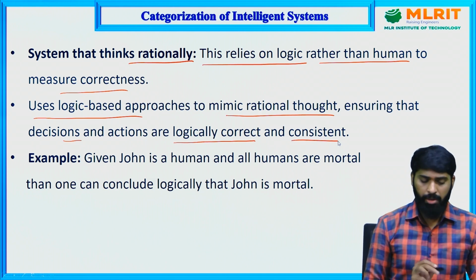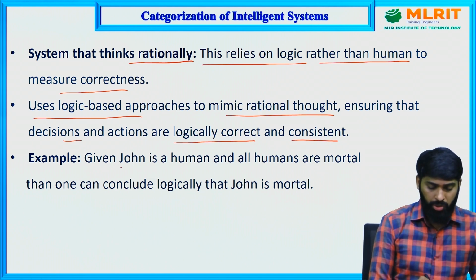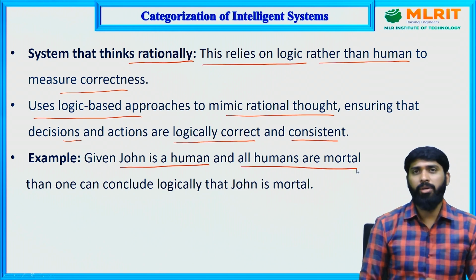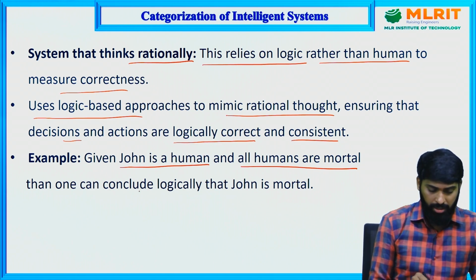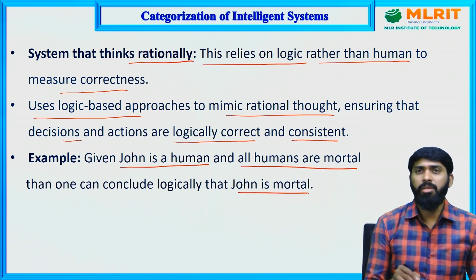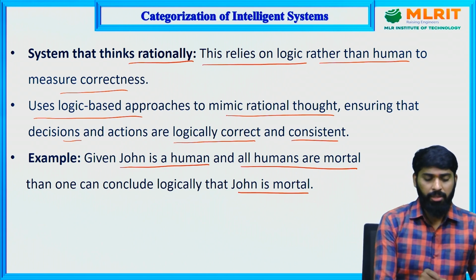So for example, John is a human and all humans are mortal. Now based on these two statements, logically it says that John is mortal. Okay, so these types of systems we call systems that think rationally.